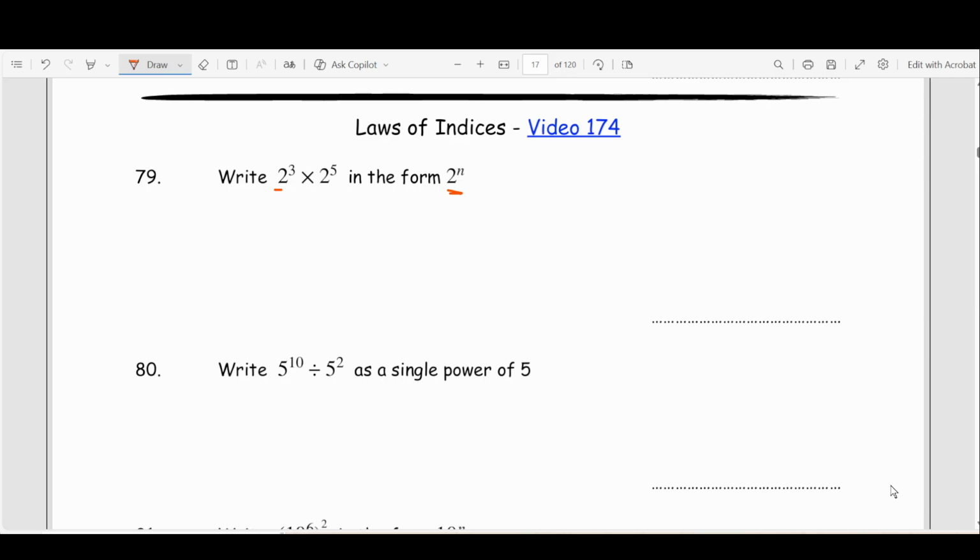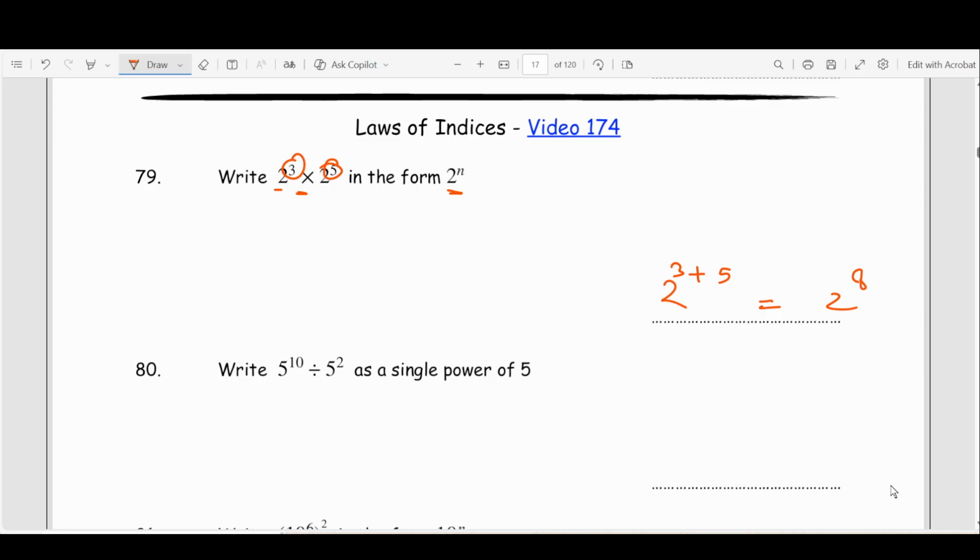See, you have two numbers, two exponents. You need to multiply them. They both have same base. They both have 2 and 2, right? So when they are in multiplication, we just add the power. 3 plus 5, which is 8. So the answer is 2 to the power 8.